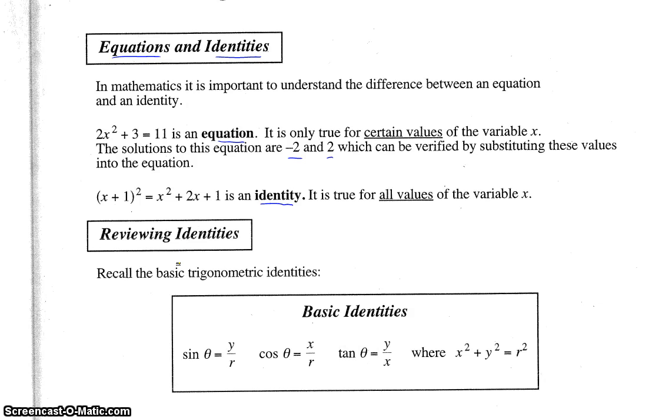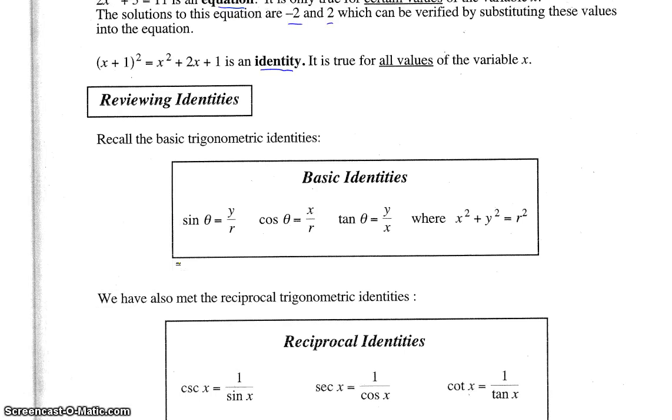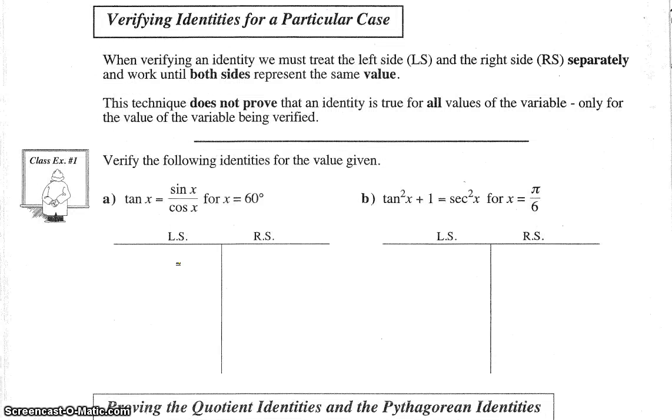We're just going to skip to another page. If you want to flip to the next page, these are the basic identities. We're going to look at the next page. This page here, verifying identities for a particular case, we're going to look at more in our next lesson, but let's just talk about what that is for now, and then we'll return to it on the next lesson.